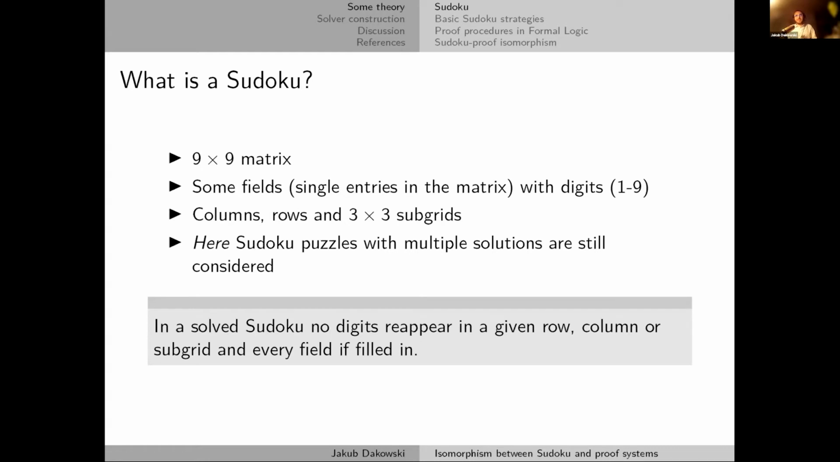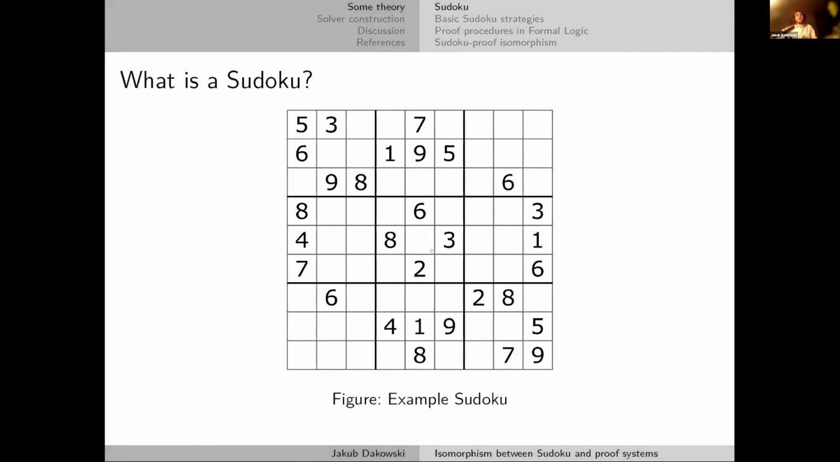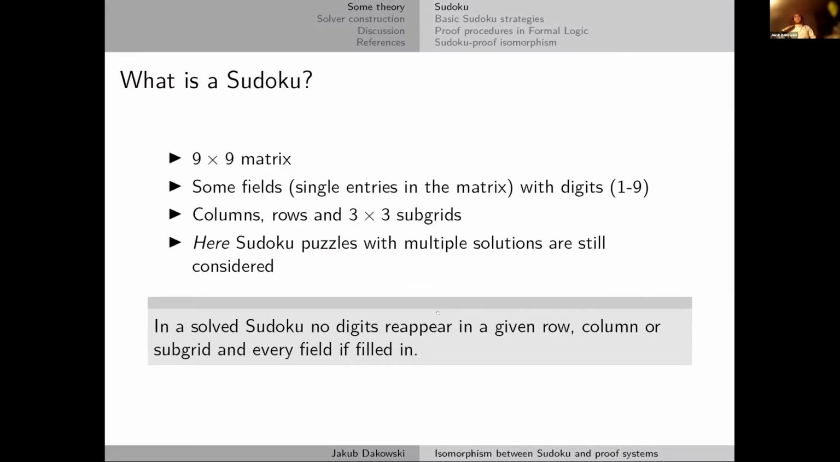It's a 9x9 matrix filled partially with numbers or digits from 9 to 1 or from 1 to 9. And it has rows and columns, as you might imagine. And it also has these 3x3 subgrids, which usually or sometimes are, and also here are marked with this bolder line that you can see here. And also, how do you solve a Sudoku? Basically, we need to fill the Sudoku in such a way that no digits reappear in a given row, column, or subgrid.